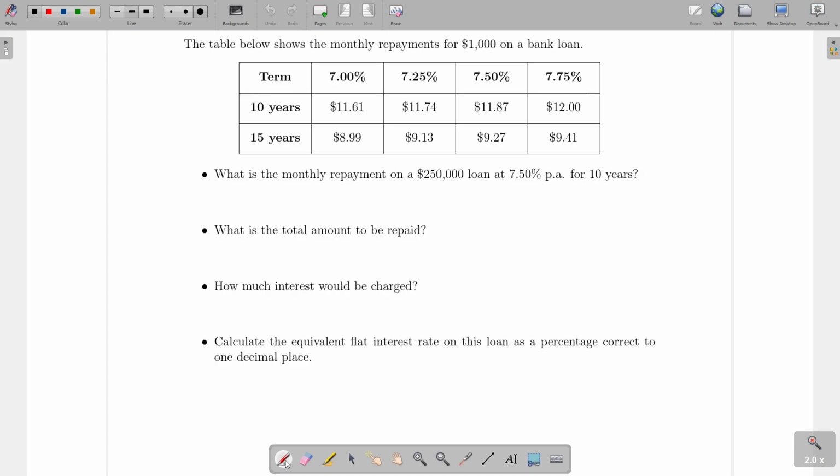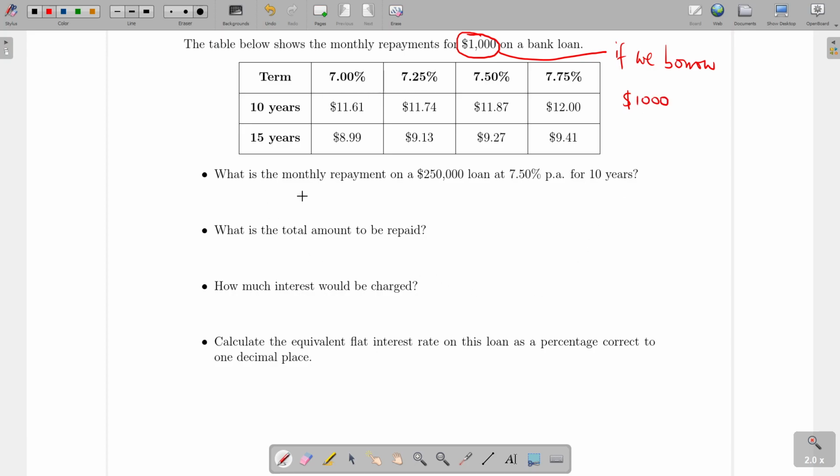Okay, so this will be a demonstration of using a table to do the calculations. In most cases I've seen actually, the payments are given to you directly in the question. So here's how you do it if it was a table. We have a table showing the monthly repayments for $1,000 on a bank loan. And that's the first thing to be keeping in mind. This $1,000 thing is really, really important. You have to remember that this is what the table is doing. The table is for if we borrow exactly $1,000.